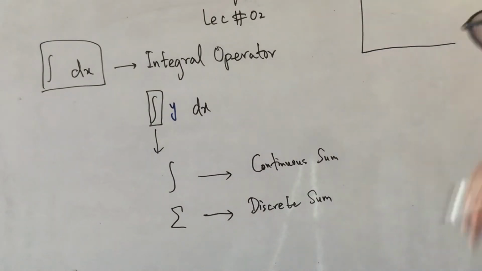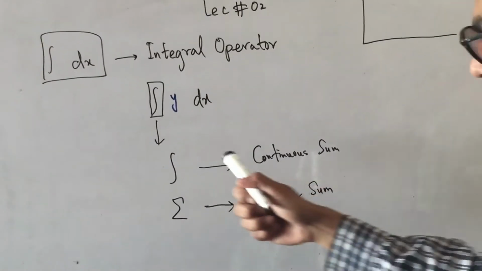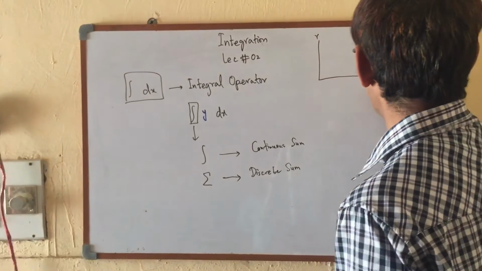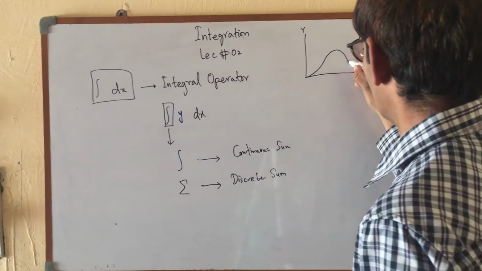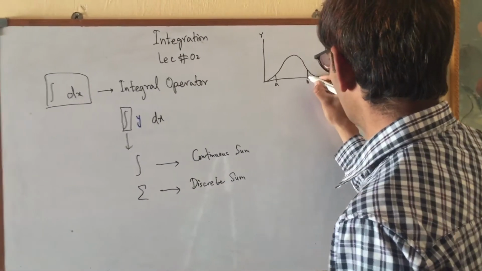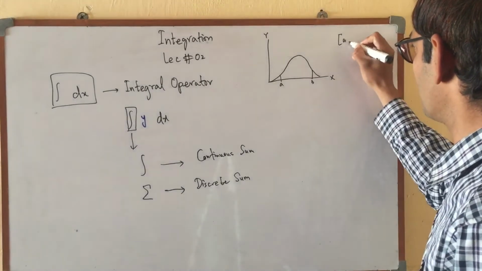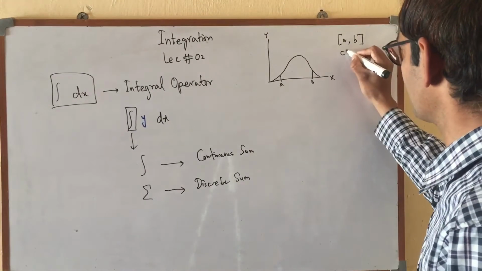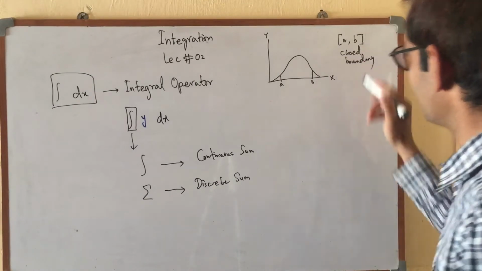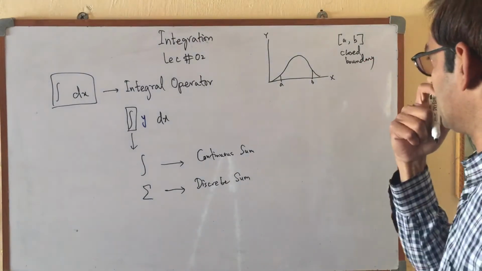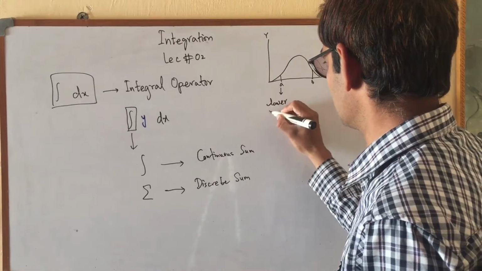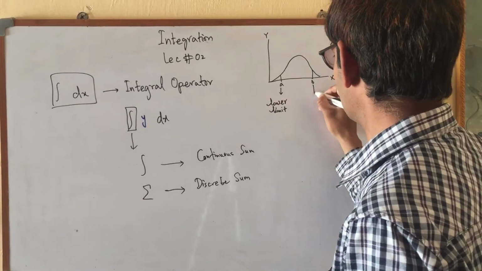Now I can show graphic representations and differentiate these two symbols. Suppose this is the y-axis and this is the x-axis. You have a curve and you want to integrate from A to B, over this region. This is our closed boundary. What does closed boundary mean? A and B are also included in the interval. This is the lower limit, and this is the upper limit.